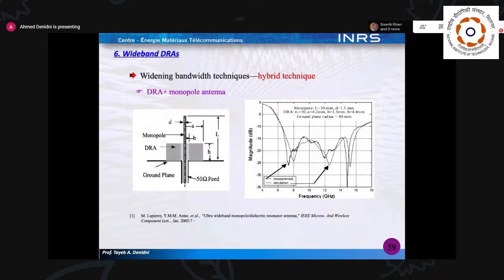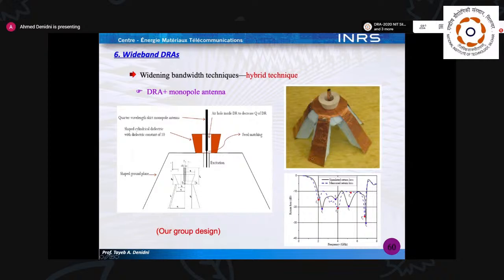Widening bandwidth also with hybrid technique. This means we can use another approach. Instead of using only dielectric resonator, we use two technologies. This means we have a dielectric and we have a monopole, which is a wire antenna, with dielectric. And the combination between them can also generate a large bandwidth. And here we can see the example of the dielectric and the monopole. And the bandwidth is very large. The details about this design are here. We can see that this is the dielectric resonator, and this is the monopole, and this is just the background of the monopole. And the combination between them led us to have operating bandwidth from 2 up to 7.